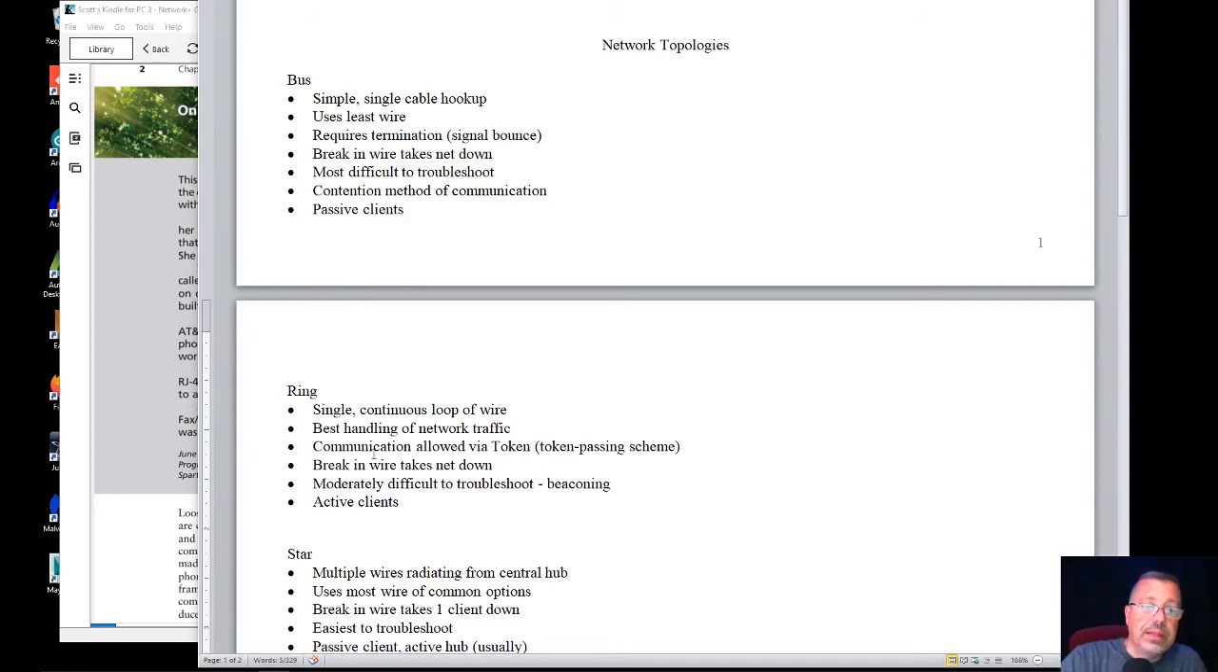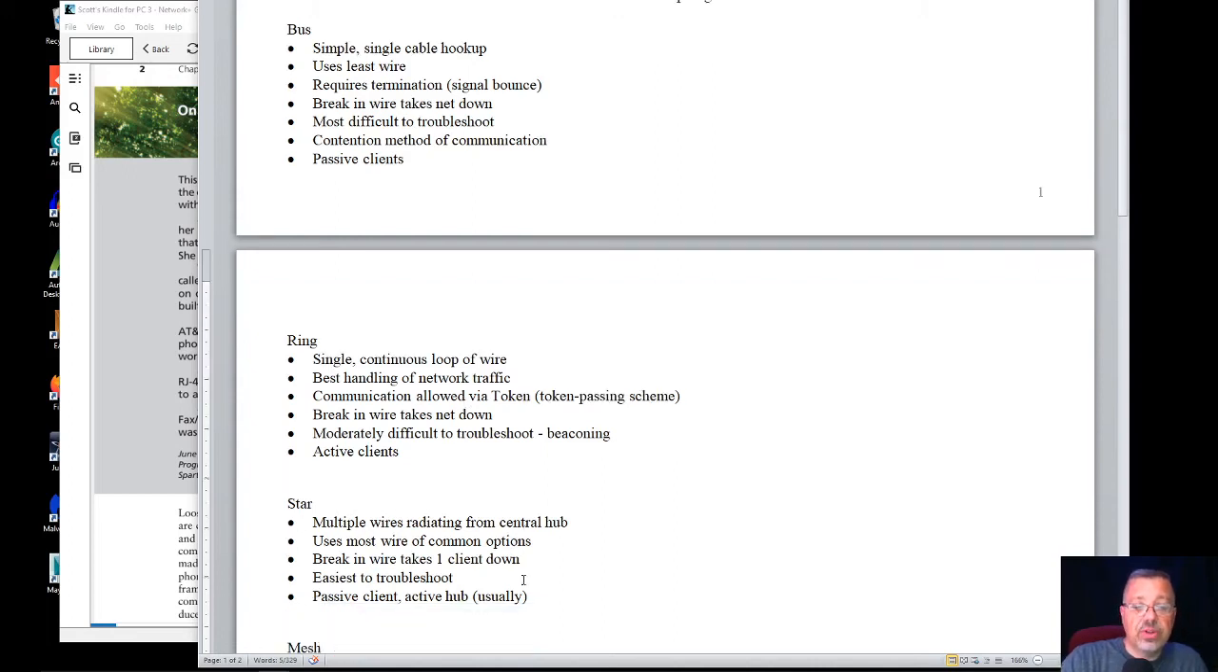What uses beaconing? Token ring. What uses terminators? Bus. Passive clients? Bus and star. Active client? Ring. Most wire, short of mesh? Most wire is star. Least wire, bus. Handles traffic the best, ring.